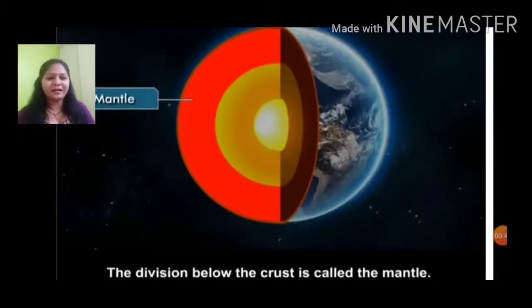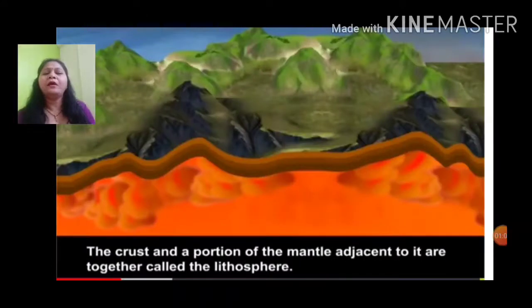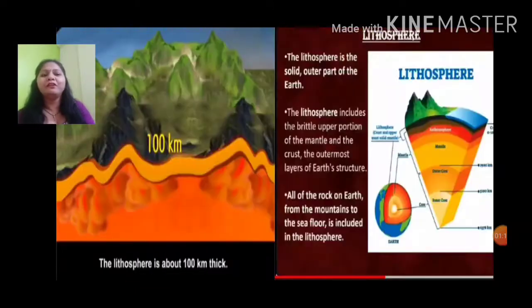Now below crust is the next division, that is called mantle. Okay, now the crust and the small portion of the mantle adjacent to it together are called lithosphere. This is what you can see: the crust and a small portion of the mantle which is very close to it, which is adjacent to it, together called lithosphere. Now the lithosphere, my dear student, is about 100 kilometer thick.